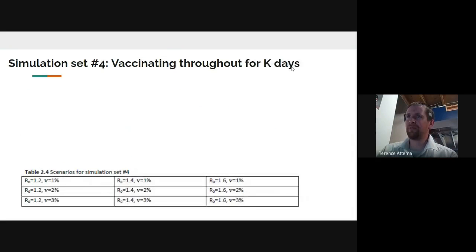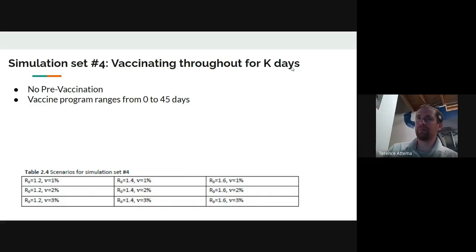And then the last one that I did was, if you have a vaccine program and you decide you're going to do it for this many K amount of days, compared to no pre-vaccination. I compared different vaccine programs, kind of like what we're doing now. Like we're vaccinating in Ontario, maybe, I don't know, 1% per day. I haven't got the exact numbers, but we've got a steady rate going now.